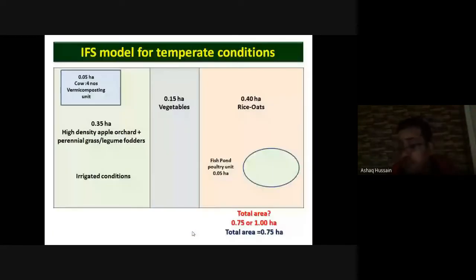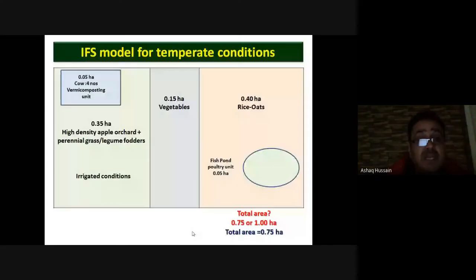Now we have proposed an integrated farming system model for our KVKs and our certain research station in the university. For example, if a farmer has a 1 hectare area, he can have a cow shed of 0.05 hectares, rear 4 cows, and integrate a vermicomposting unit. Then 0.35 hectares can be diverted to the apple orchard, perennial grass, legume product, tall fescue or orchard grass.